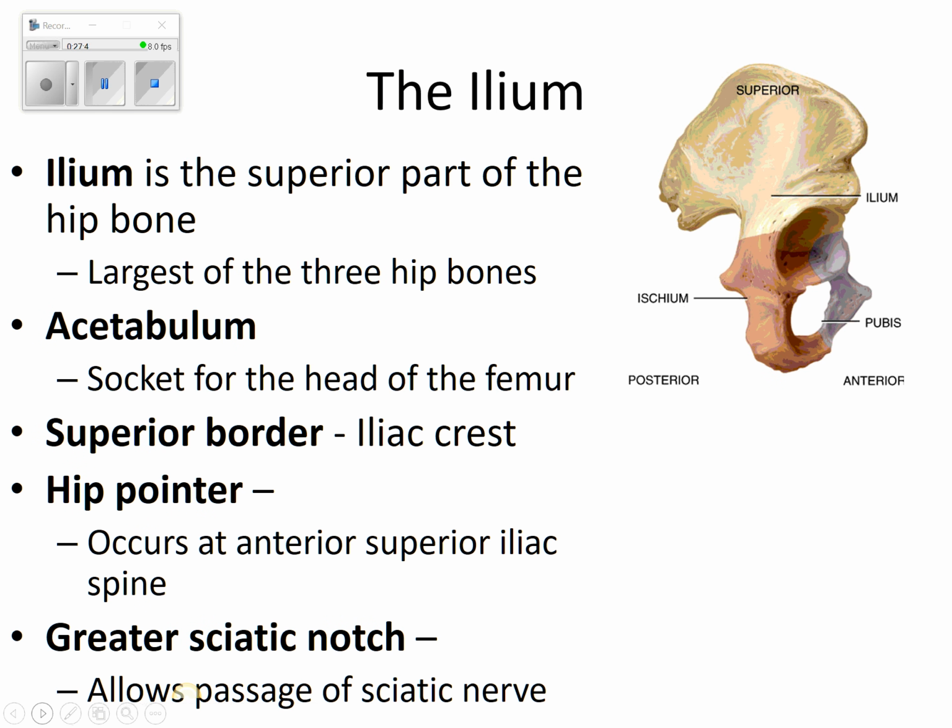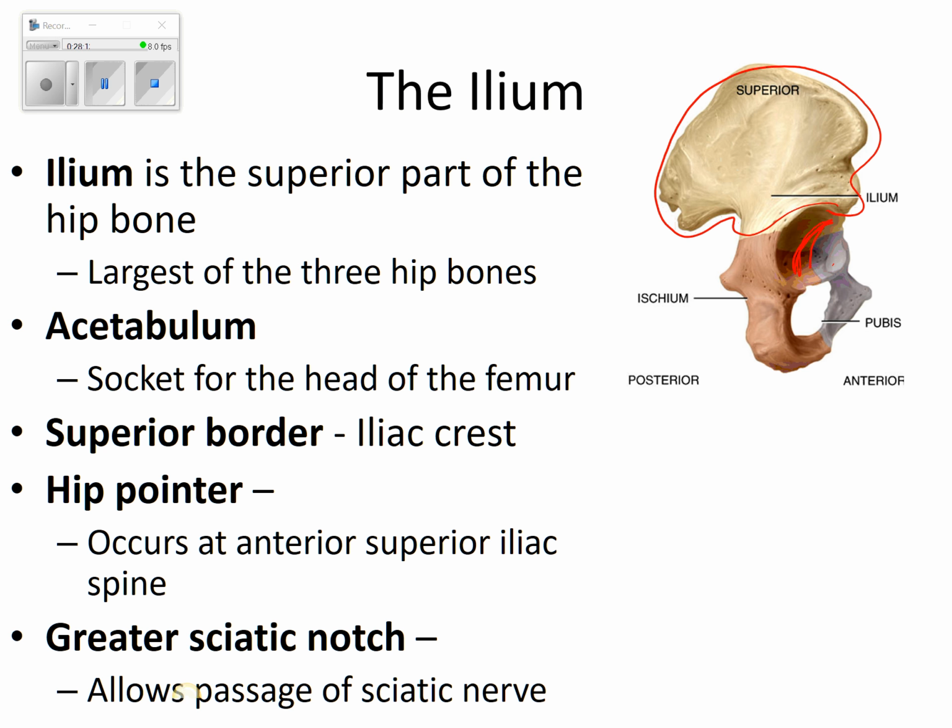So your ilium, of course, is the superior part of the hip bone. That is the largest of the 3 hip bones. And you see it here. It's the one part that's not colored. The acetabulum, of course, is the socket here inside. That's the socket for the head of the femur. And the acetabulum, like I said, is also going to articulate with that head of the femur. The acetabulum is also formed by all 3 bones. As you can see, that is color-coded.